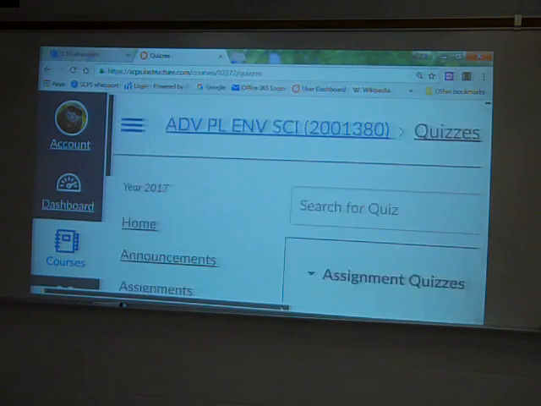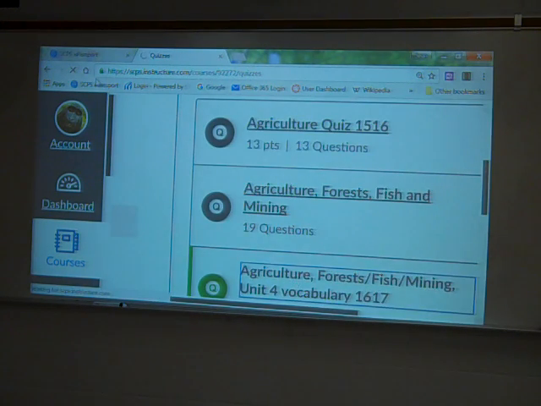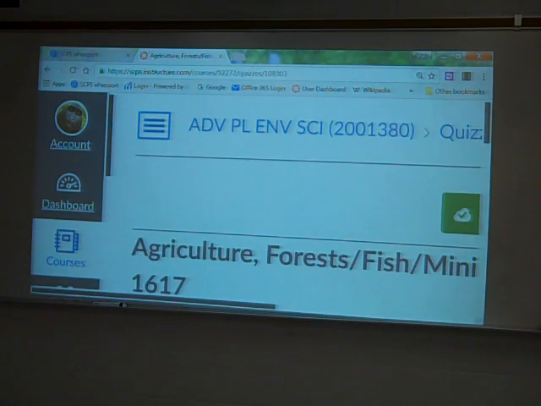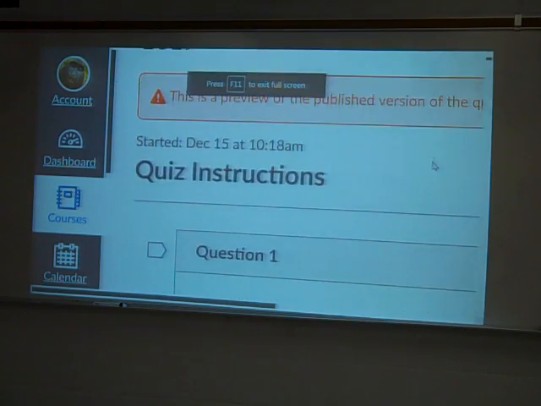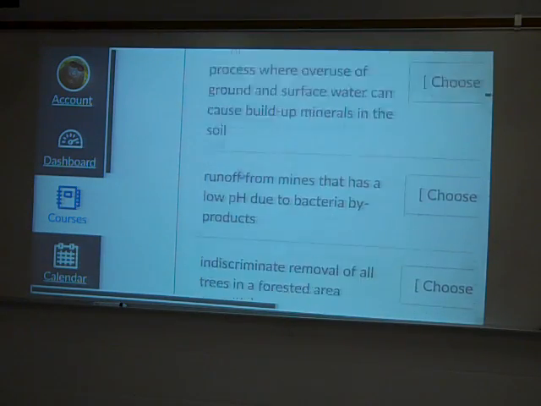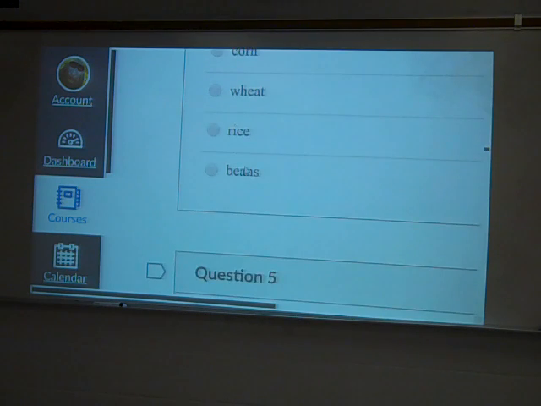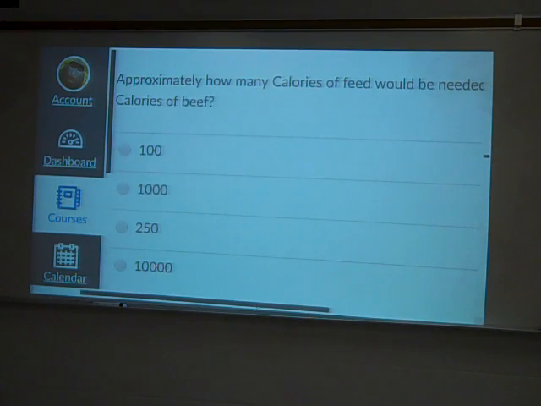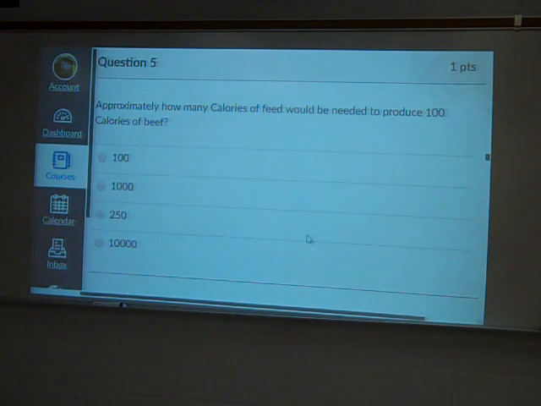All right. So, agriculture. Alright, approximately how many calories of feed would be needed to produce 100 calories of beef? The feed for the cattle, of course.